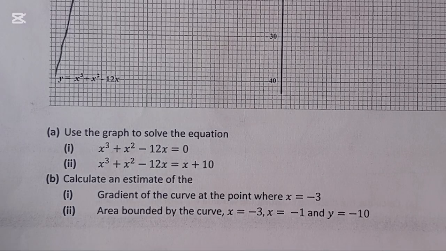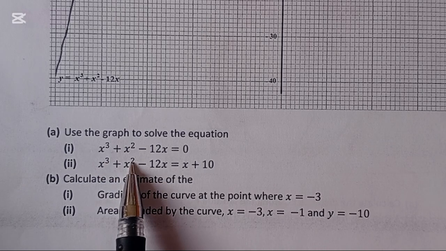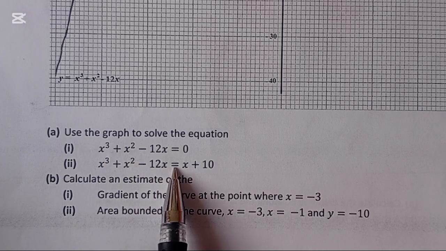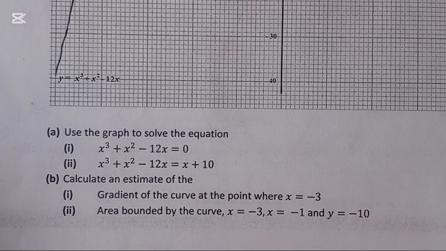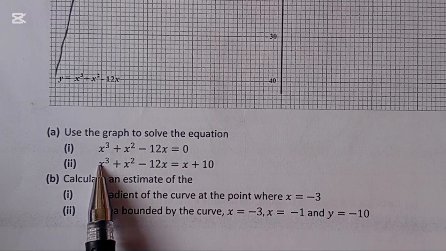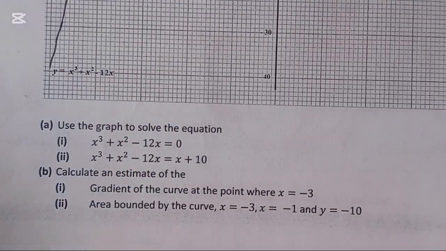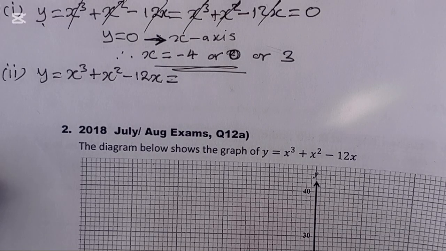Part 2, use the graph to solve the equation x to the power 3 plus x to the power 2 minus 12x is equal to x plus 10. We are going to equate the equation that we've been given with the general graph. This is the general graph that we have, equal to the equation that we've been asked to solve.